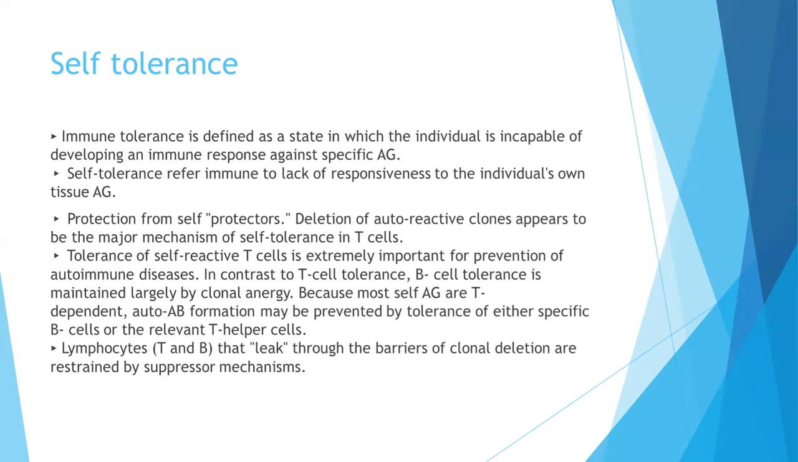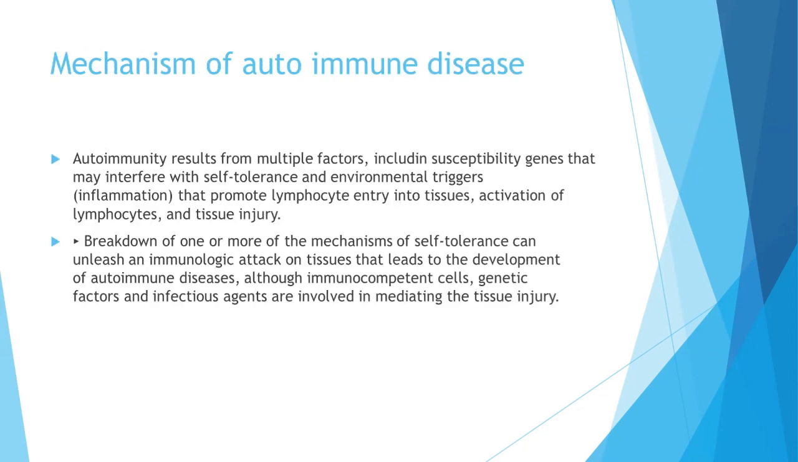Protection from self-reactors or deletion of autoreactive clones appears to be the major mechanism of self-tolerance in T cells. Tolerance of self-reactive T cells is extremely important for prevention of autoimmune diseases. In contrast to T cell tolerance, B cell tolerance is maintained largely by clonal anergy. Because most self-antigens are T-dependent, autoantibody formation may be prevented by tolerance of either specific B cells or the relevant T helper cells. The lymphocytes, either T or B, that leak through the barriers of clonal deletion are restrained by suppressor mechanisms.